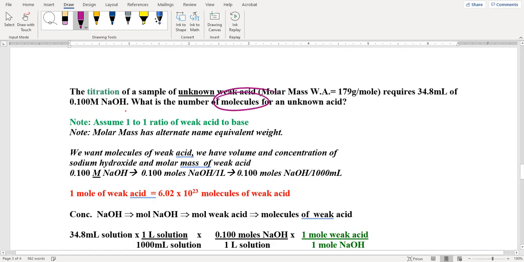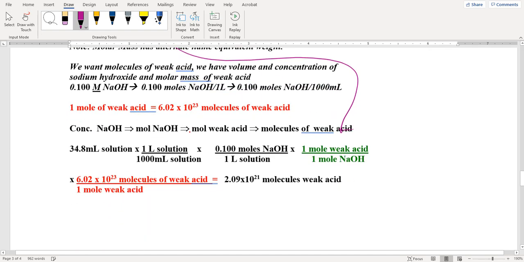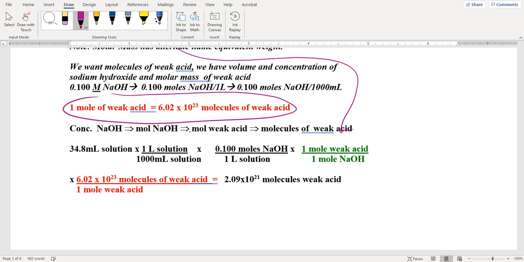Instead of grams, I could ask for molecules. In this case, it's unknown, so 1-to-1 ratio. The only difference between this and the previous problem is instead of using molar mass, we're going to use Avogadro's number. So 1 mole is equal to that famous number, 6.02 times 10 to the 23rd. Everything else is the same setup-wise, mils to liters. And then molarity is a conversion factor, so it cross-cancels, leaving the moles, 1-to-1 ratio. Moles of base equal moles of acid.